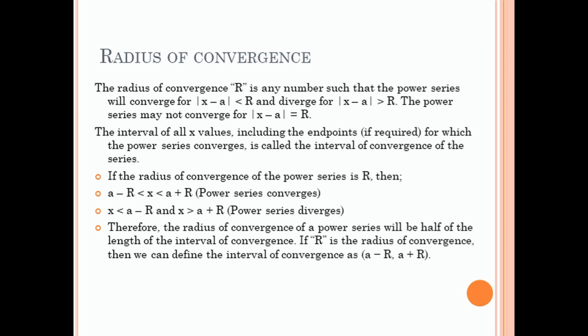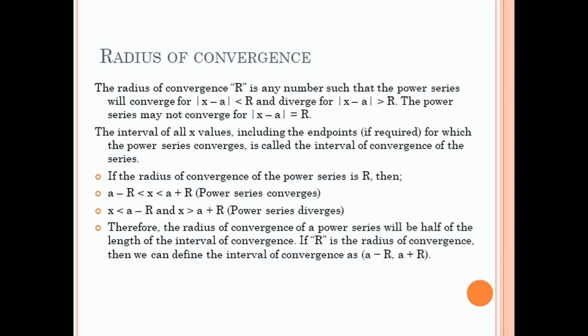Now we see what the radius of convergence is. The radius of convergence R is a number such that the power series converges for modulus of x minus a less than R and diverges for modulus of x minus a greater than R. The power series may not converge for modulus of x minus a equal to R. The interval of x values, including the endpoints, for which the power series converges is called the interval of convergence of the series.